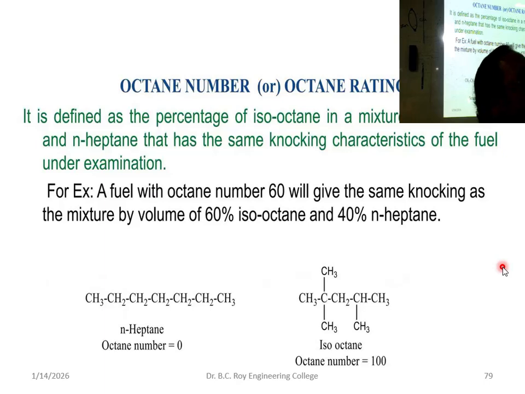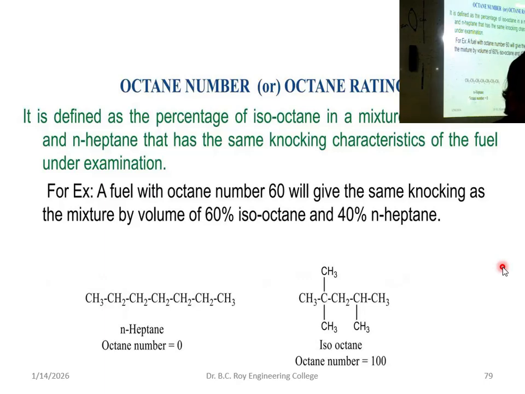Anti-knocking characteristic is very good. They want to certify that if you buy their petrol, the anti-knocking property is very good. It will be protective for your engine. It will damage your engine less. If you use your engine, it will be damaged, so damaging will be less if you are using high octane number fuel.